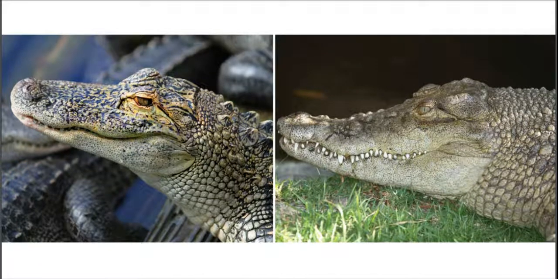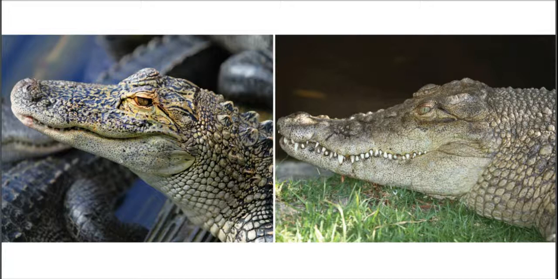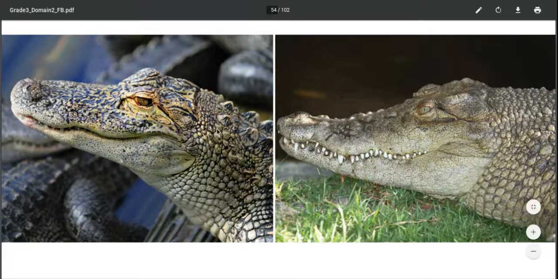Alligators resemble crocodiles, but they are usually less aggressive or boldly forceful, and they live in freshwater habitats. Can you tell the difference between an alligator and a crocodile? Alligators usually have a wide, rounded, U-shaped snout, and crocodiles tend to have longer, more pointed, V-shaped noses. So looking at these two pictures, can you tell which one is an alligator and which one is a crocodile?